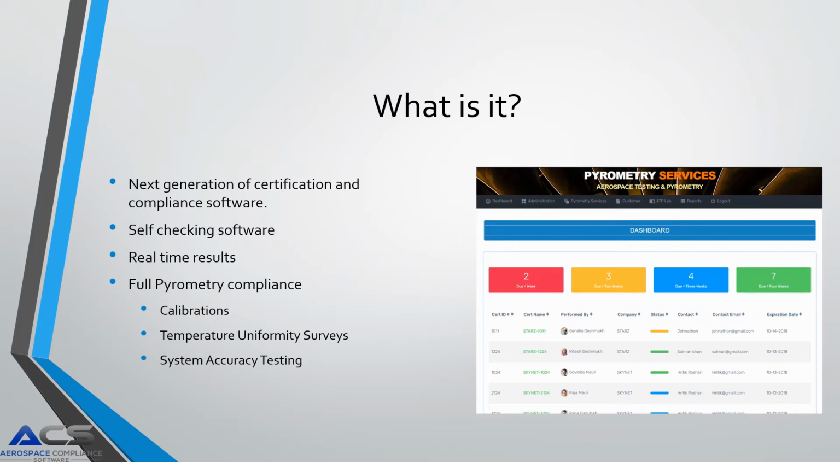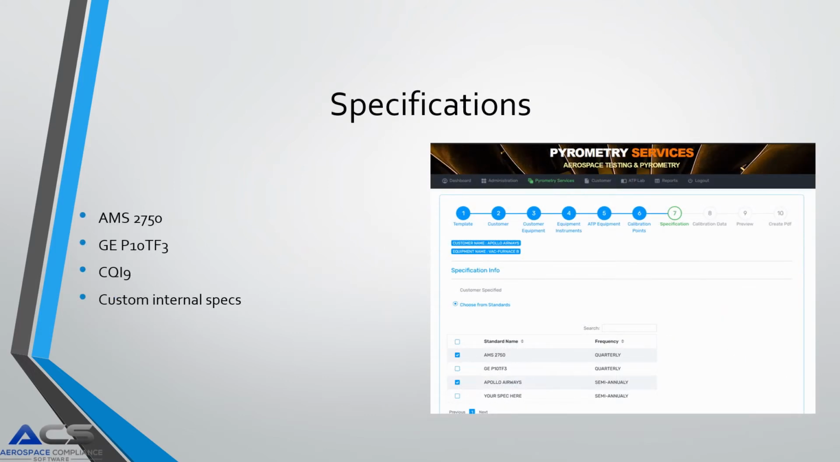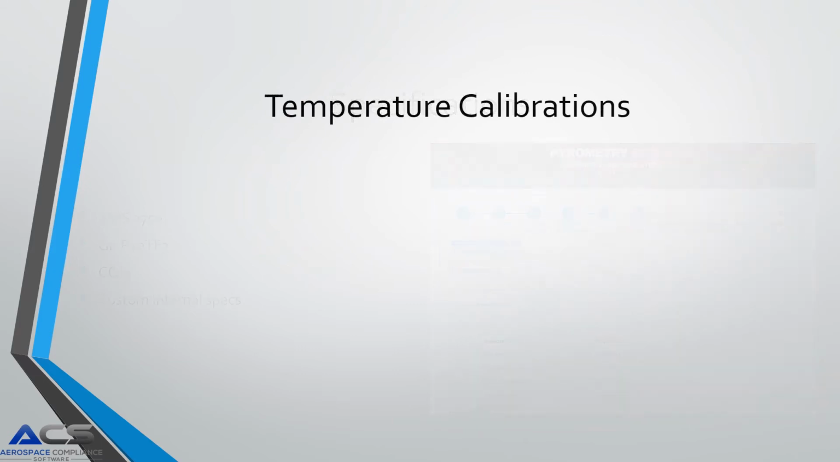The software will offer full pyrometry compliance in calibrations, temperature uniformity surveys, and system accuracy tests. The calibration module allows for the quick and easy calibration of temperature instruments and controllers, vacuum gauges, humidity chambers, and much more. The software has been developed to conform not only to AMS 2750 pyrometry standards, but also other specifications such as General Electric Aviation P10TF3, Boeing BAC 5621, Rolls-Royce RRP 54000, and can even be customized to unique internal customer standards. Let's take a more in-depth look at the calibration module to see the process of how it works.